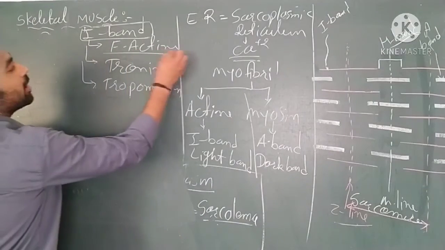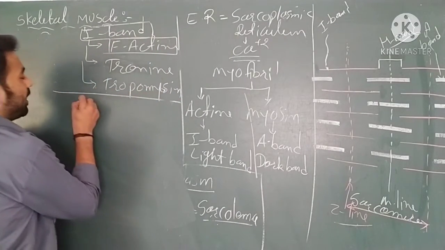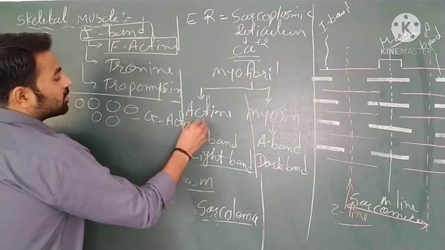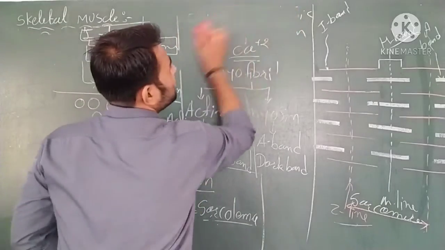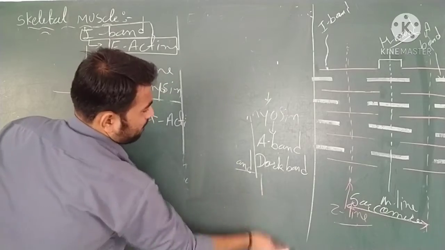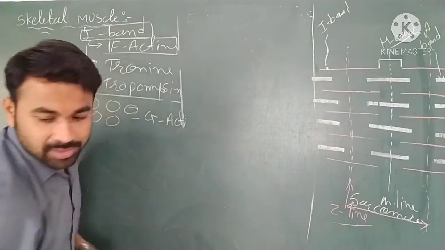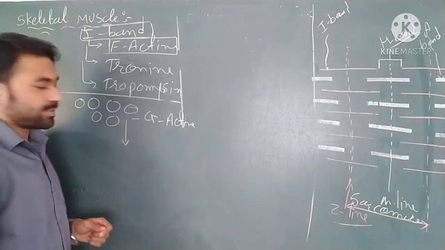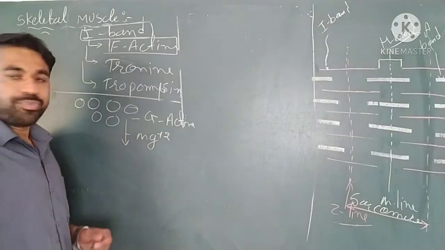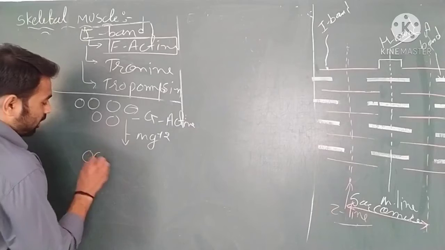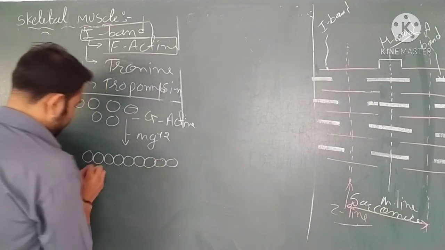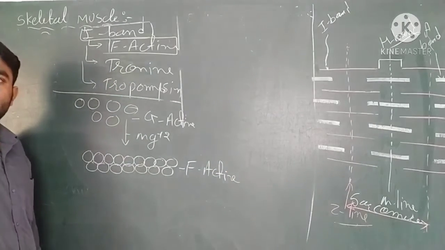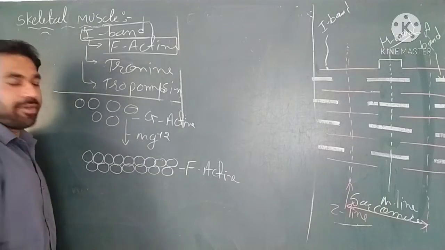Now, F-actin is a polymer. It is made up of so many monomers of actin, which are called G-actin. G-actin undergoes the polymerization process in the presence of magnesium 2+, and they polymerize and form a fibrous structure like this, which is known as F-actin. So G-actins are polymerized into F-actin. Now F-actin is a polymer.